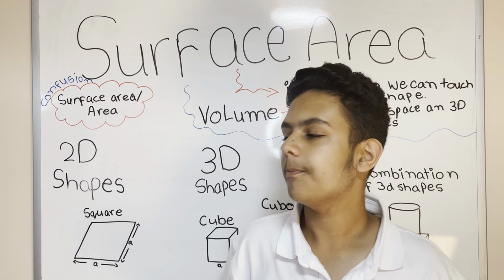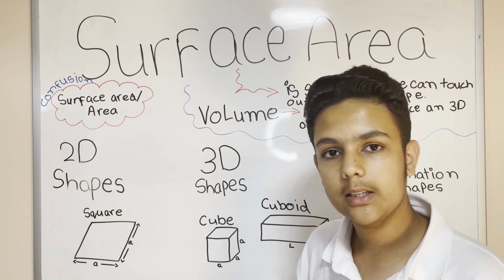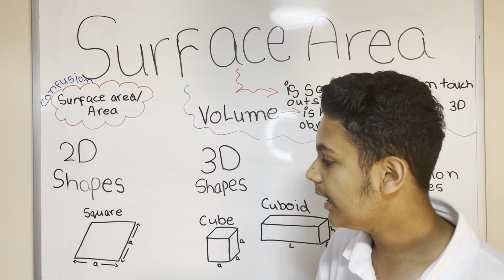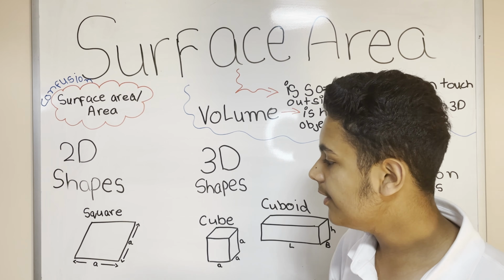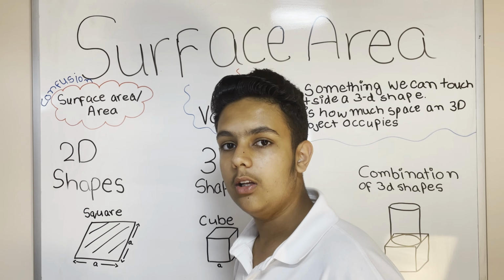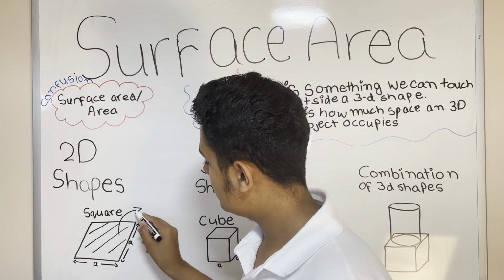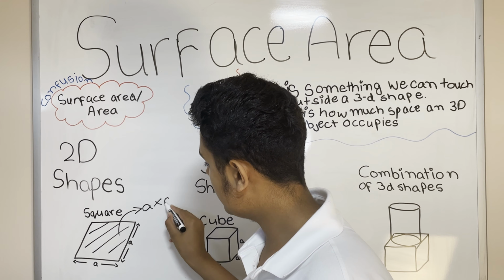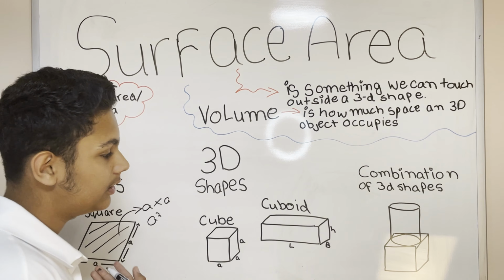Now, in our lower classes, we learned how to find the surface area of 2D shapes. Basically, this is a square, and a square has the same length and breadth, so we just call it A. If I ask you to find the surface area of the square, you'll say, this is so easy. It's A times A, because both its length and breadth are the same. We can just call it A squared. So this is what we learned in our lower classes.